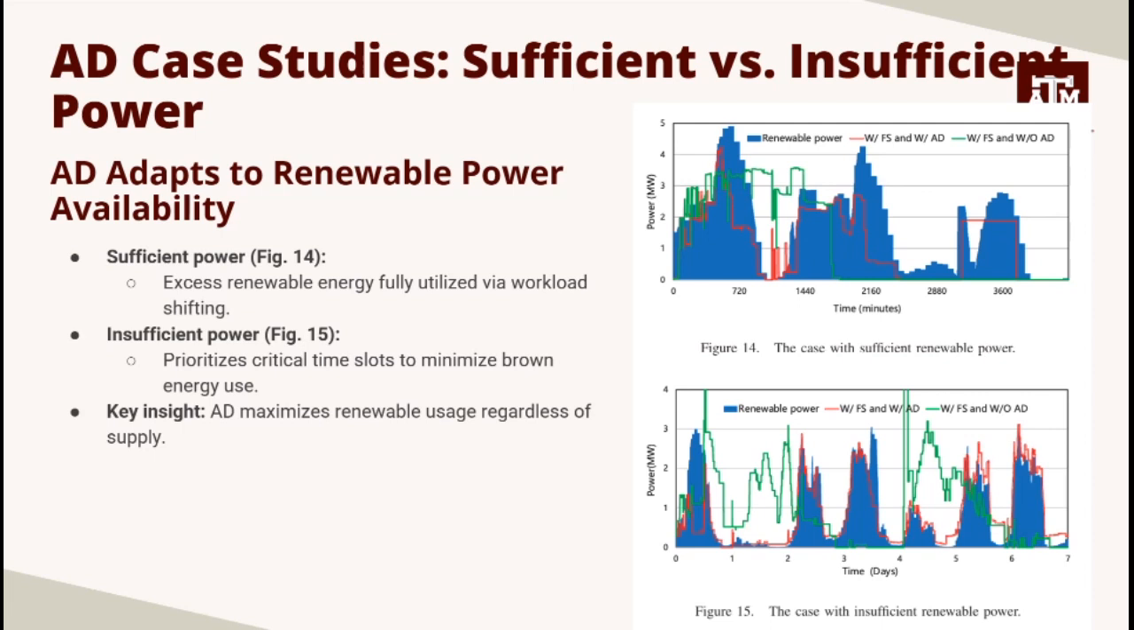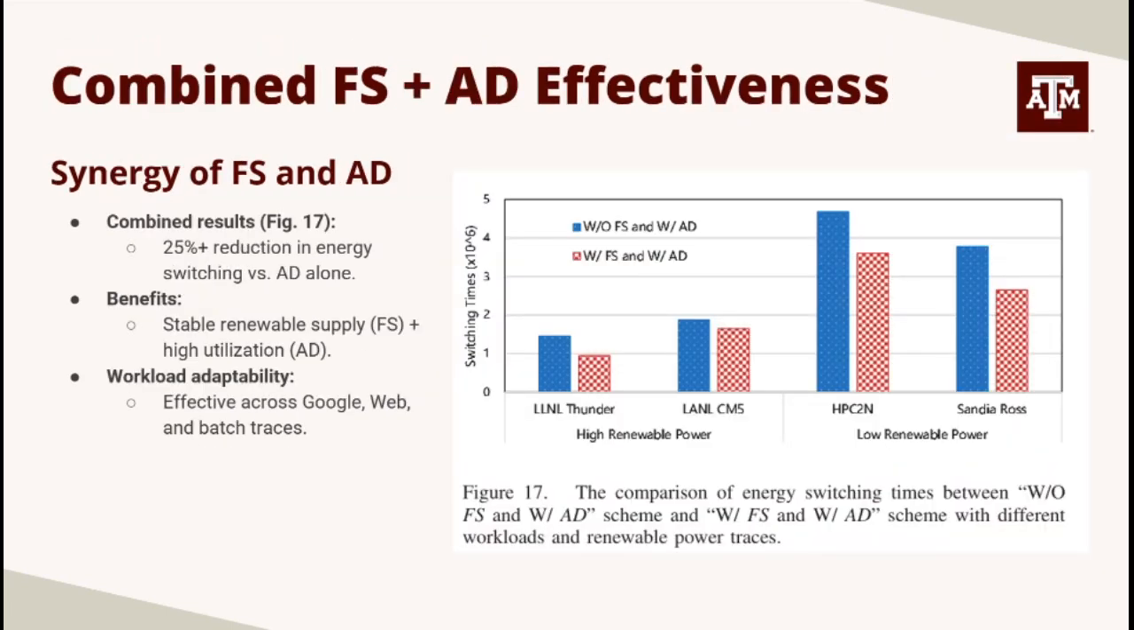Together, flexible smoothing and active delay create a powerful synergy. Figure 17 shows that combining them reduces energy switching by over 25% compared to using active delay alone. This means greater grid stability alongside higher renewable utilization. The results were consistent across all workload types, Google, Web, and Batch, proving Smoother's versatility.